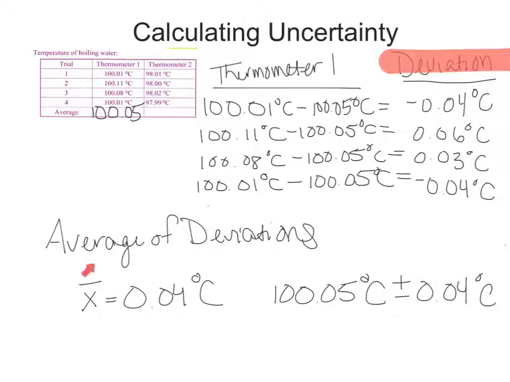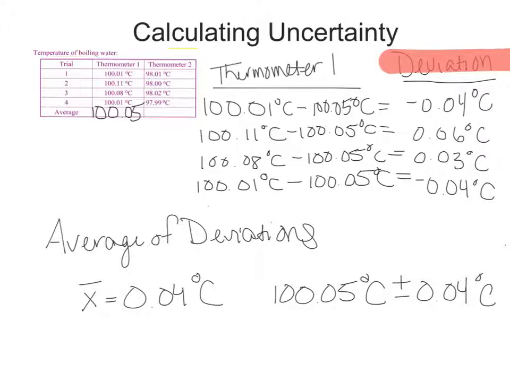You've probably seen this before, in some of my worksheets. This symbol here is the symbol for average. So this is the average of the deviations that we're calculating. I just added all those together, divided by 4, and then we're good. So your answer is 0.04 degrees Celsius. That makes sense here.